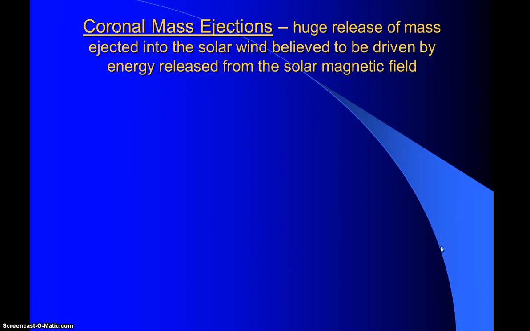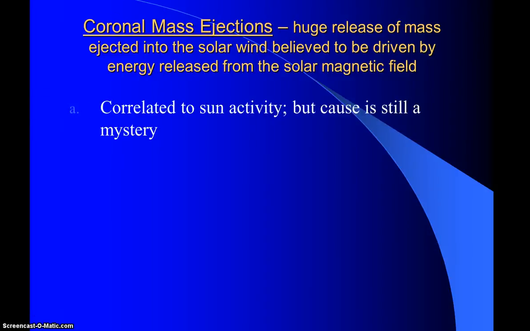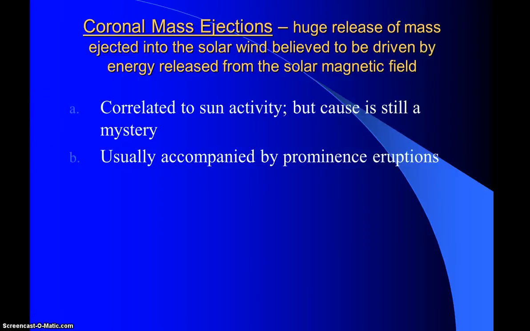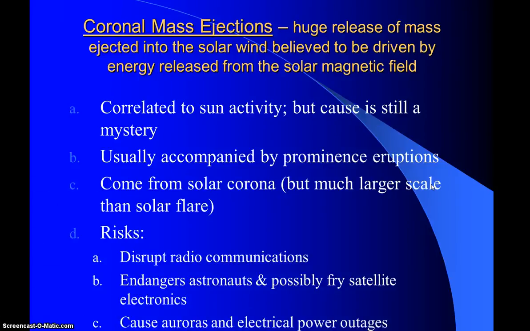Coronal mass ejections are the largest release of energy and mass coming off of the sun, and the next slide is going to show you a picture of that, but these are huge, CMEs. Your book doesn't have this in it, so you have to solely rely on the notes for that one. They are correlated to sun activity, but the cause is still a mystery. We haven't figured everything out with the sun. It's very dynamic and energetic and lots going on, but these are huge. They're not uncommon. They happen frequently throughout the year. They are associated with prominence, which is another vocabulary word coming up. They come from the corona, which is the outer atmospheric layer.